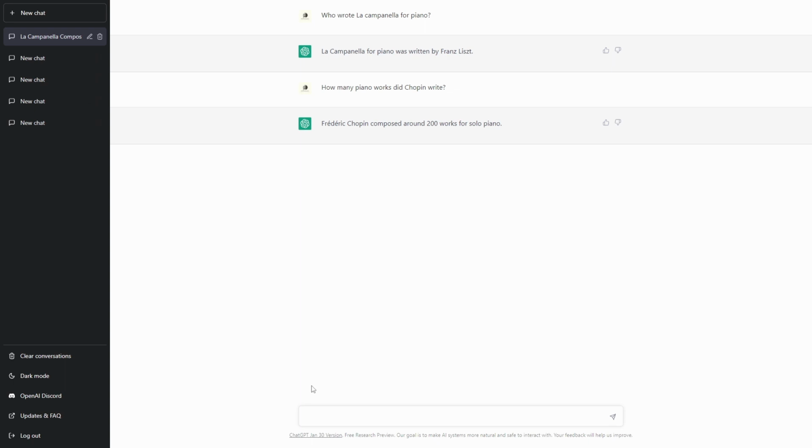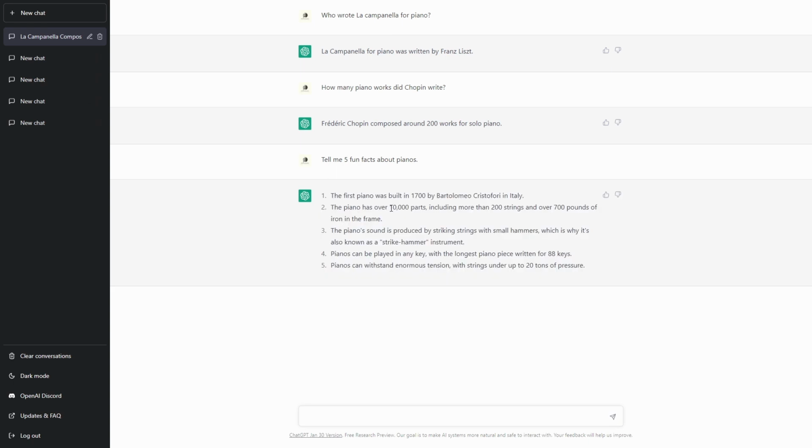And now let's include a little bit of a fun one. Tell me 5 fun facts about pianos. The piano has over 10,000 parts. Actually, I didn't know it was 10,000. I thought it was like 8,000 or something like that. But I know that pianos are under enormous tension, 20 tons of pressure, and yeah. So nice little trick there. You can ask for some fun facts.